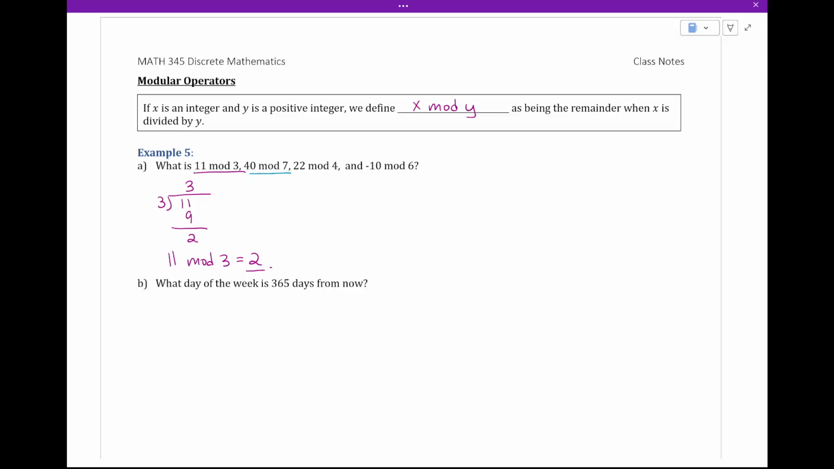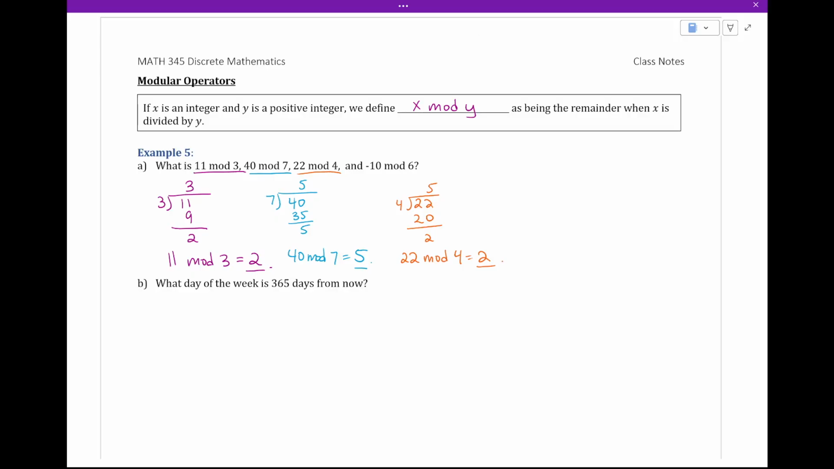Next one, I've got 40 mod 7. So here is 7 and 40. Let's see, 7 times 5 is 35, and I've got 5 left, and that's it. So 40 mod 7 is 5. Next up is 22 mod 4, 20, and I've got a 2 left. Let's see, so 22 mod 4 is 2.